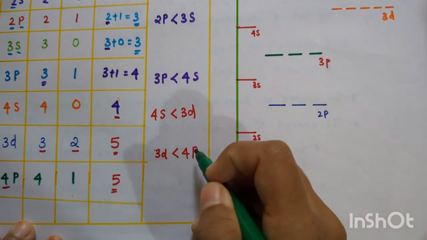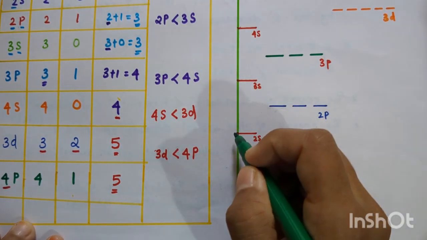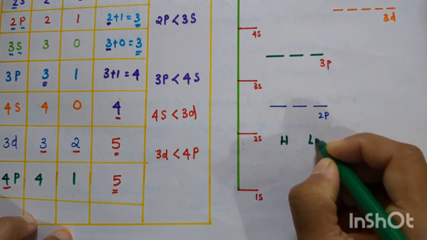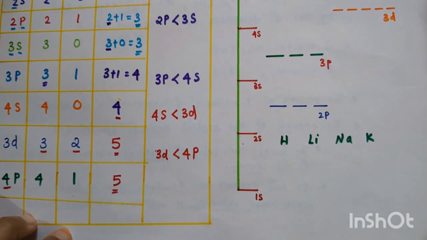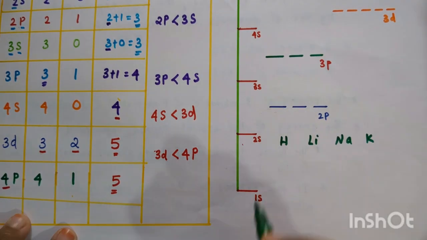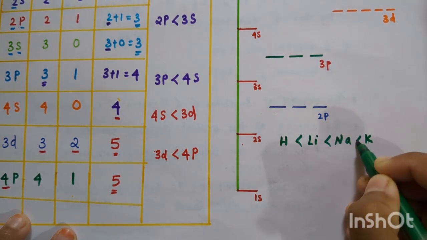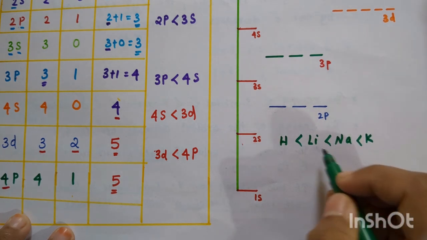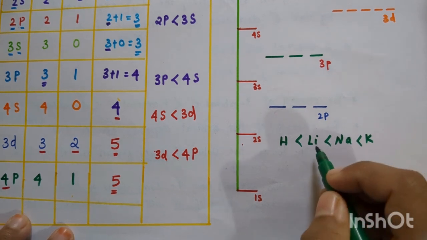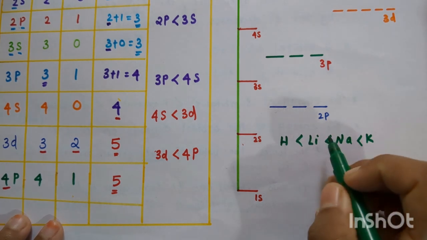And you see, the energies of the orbitals in the same subshell decrease with increase in the atomic number. That is, when you consider the atomic number of hydrogen, lithium, sodium and potassium, we know that the atomic number of hydrogen is less than that of lithium, which is less than that of sodium, and atomic number of sodium is less than that of potassium. So you see the energies of the orbitals in the same subshell decrease with increase in the atomic number. That is, when the atomic number increases, the energy decreases. Or when the atomic number decreases, energy increases.